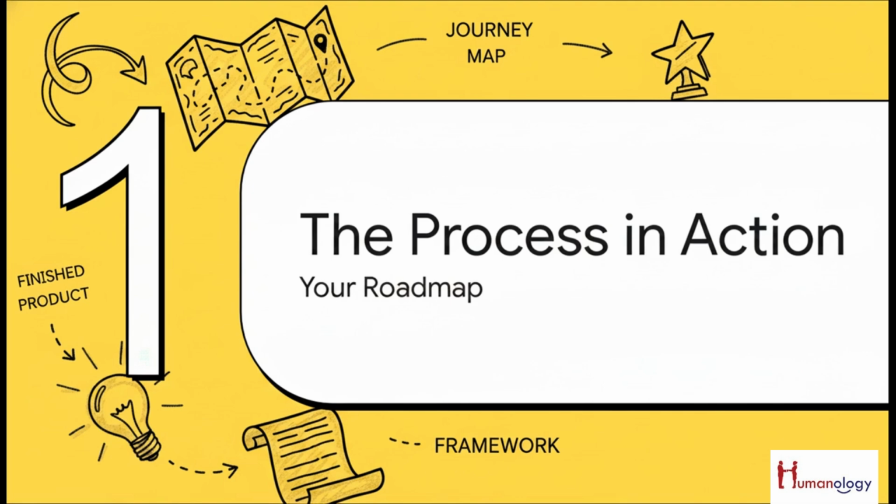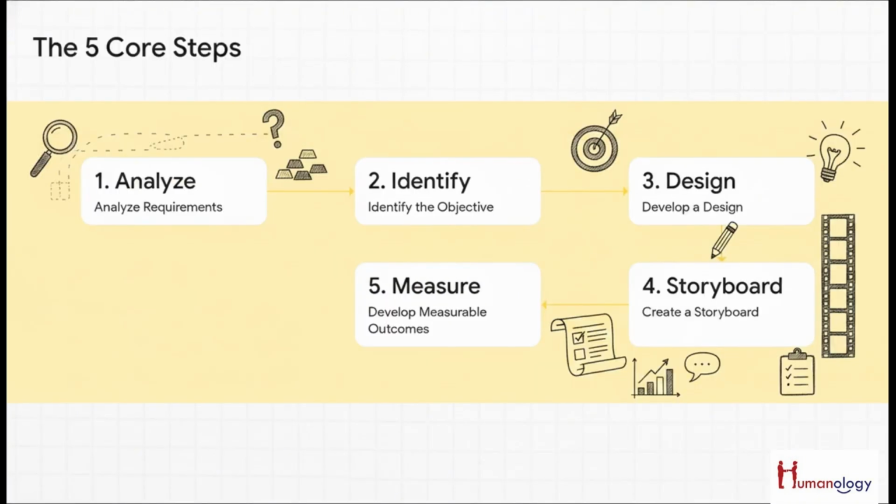Well, for any journey, you need a map, right? A clear framework that's going to guide us from this raw idea all the way to the finished product. And for us, that framework is the instructional design process itself. Now, the source material lays out 5 core steps. To make things super clear for us today, we've bundled them into 3 main phases. First, we analyze and objectify. Second, we design and storyboard. And finally, we measure for success. So let's dive in and see how we actually used this for the very thing you're watching right now.